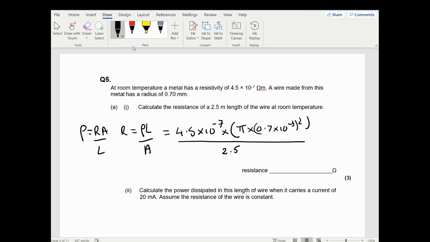2.5. And that's going to be 4.5 times 10 to the minus 7 times pi times 0.7 times 10 to the minus 3 times 0.7 times 10 to the minus 3 divided by 2.5. So 0.7 times 10 to the minus 3 squared times pi times 4.5 times 10 to the minus 7, divided by 2.5.